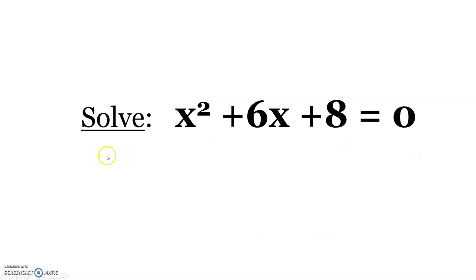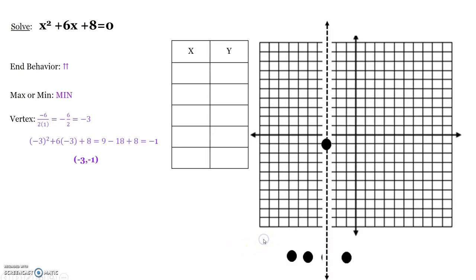So now let's go ahead and start off. I want to solve x squared plus 6x plus 8 equals 0. I'm going to start the same way. I want to again know my end behavior and whether it's a max or min, because I want to know just the general direction of where my graph is going before I plot it. So I know that it's going to be going up, and I have a minimum.